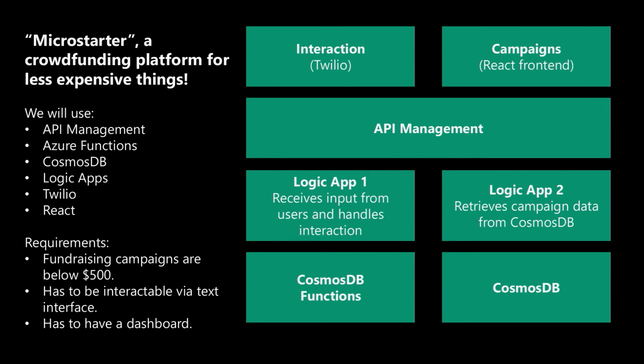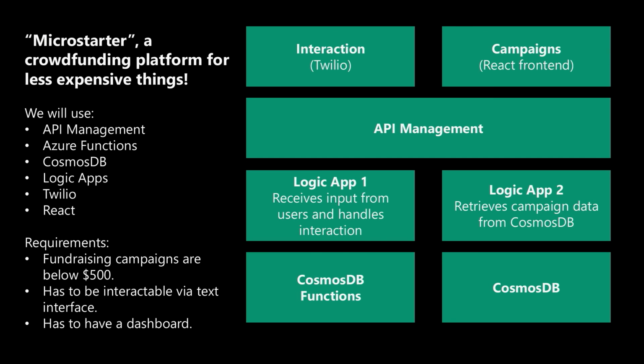So the architecture on the right, which I should have walked you guys down, the way I look at it is there's these 2 verticals. There's interaction that's going to happen via text messages, and you guys will actually be able to text a phone number I'm going to provide, and you'll see your data auto-populate over in Cosmos DB. Then there's the campaigns, which would be the thing that you're actually trying to fundraise for.